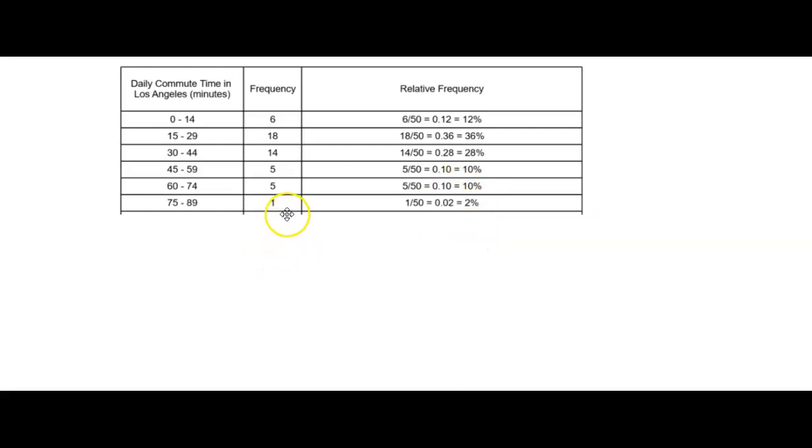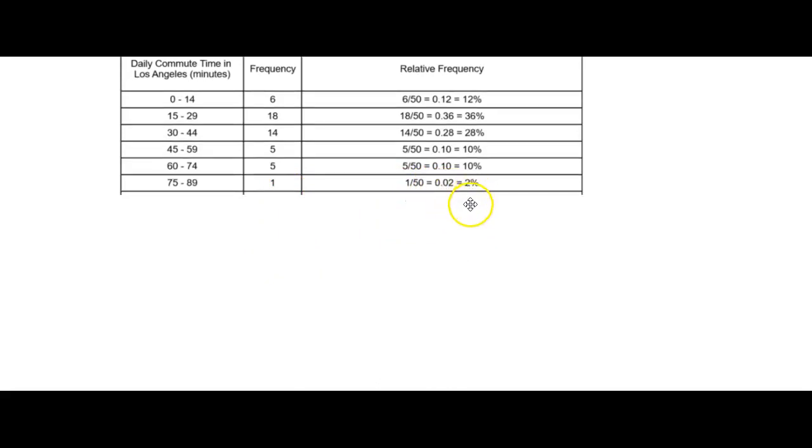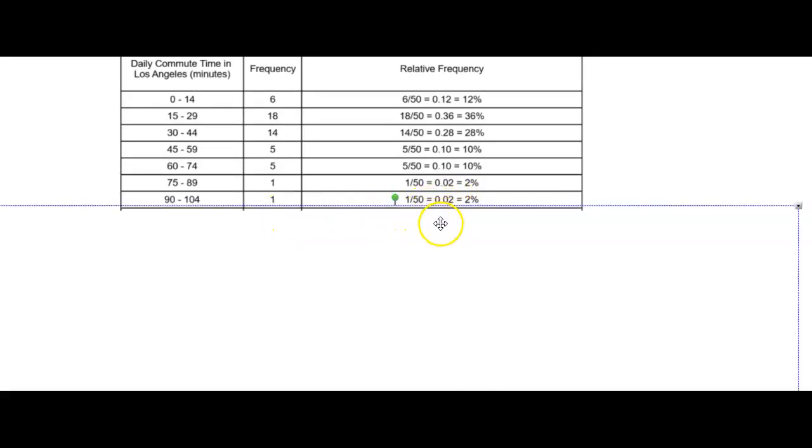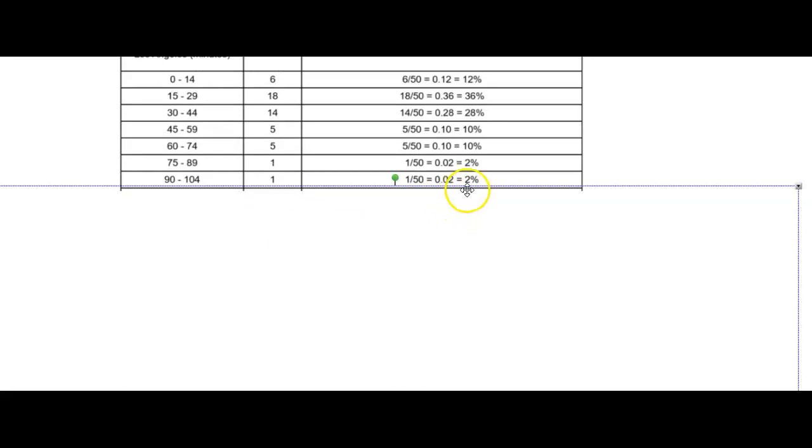Next, we have the frequency of 1. 1 divided by 50 is 0.02, times 100% gives us 2%. And then the last frequency is 1. Again, the same as before. 1 divided by 50 is 0.02, which is 2%.